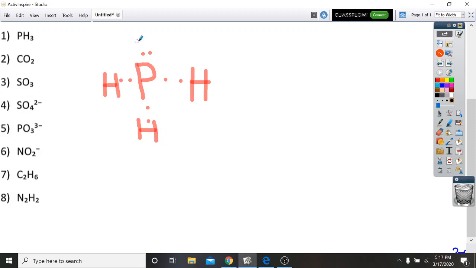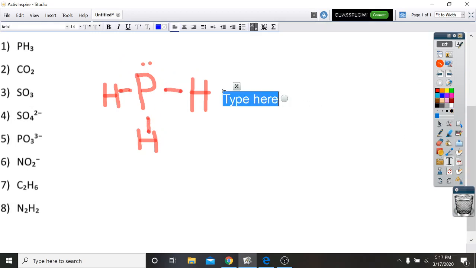Perfect. And I can leave H like this, or I can bond like that. And basically what I realize is I have 3 single bonds. There are 3 single bonds holding this structure together. A single bond is a bond where you have 2 electrons being shared between 2 atoms. So here's a single, and here's a single. All right, awesome.